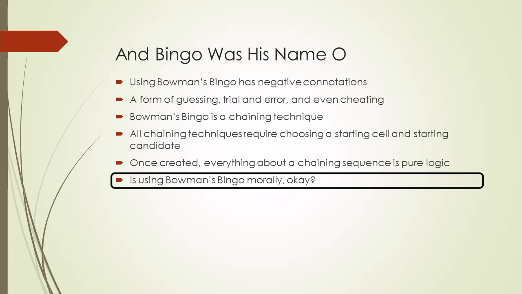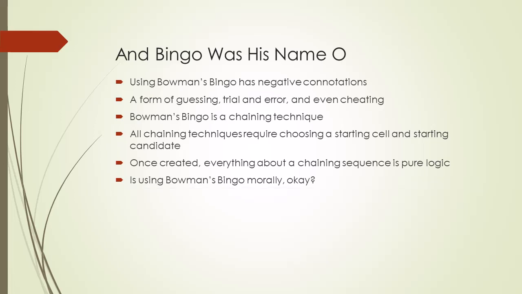You will have to decide which side of the debate you prefer to be on. I use Bowman's bingo to solve harder puzzles when I'm stuck or if I want to solve a puzzle quickly. I find using Bowman's bingo to solve a puzzle to be just as rewarding as any other puzzle-solving technique. So you will have to decide if using Bowman's is morally okay for you. In the next section of this video, I will demonstrate what I consider to be guessing or trial and error for solving a puzzle.